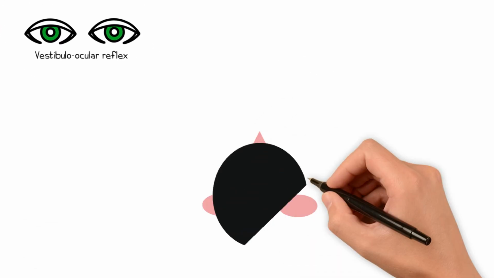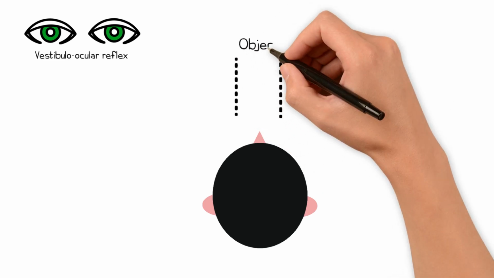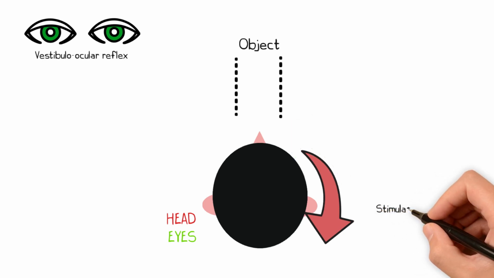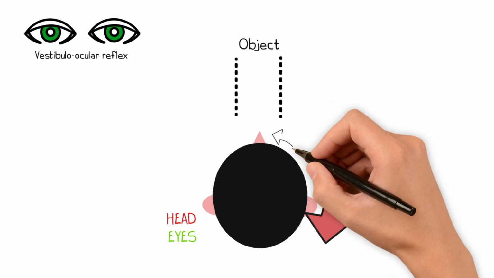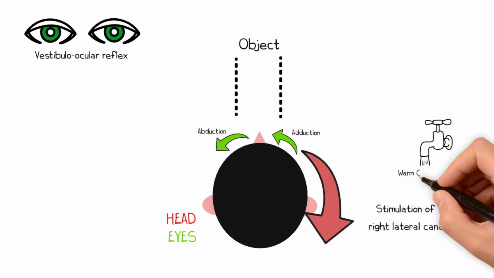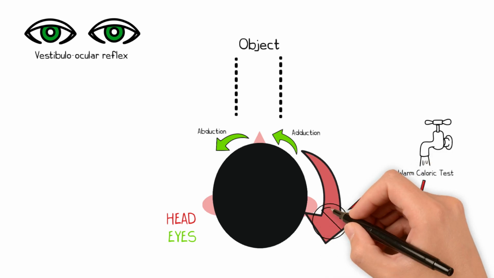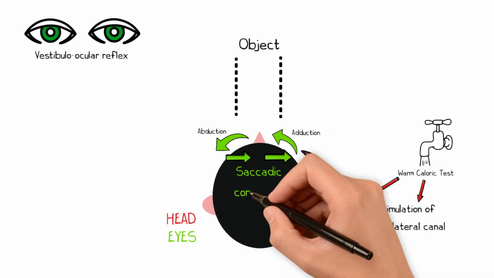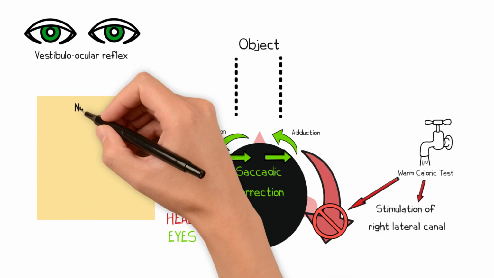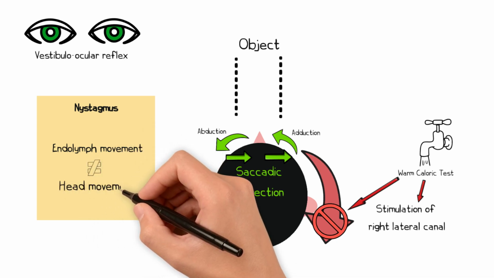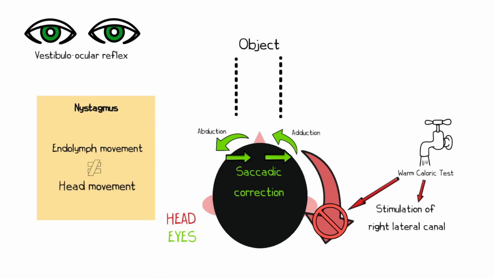In order to maintain one's gaze on an object in front while the head is moving to the right, the eyes must move to the opposite side. Therefore, stimulation of the right lateral canal causes adduction of the right eye and abduction of the left eye. If this right canal is stimulated, in the absence of movement, for example with a caloric, the eyes will reflexively move to the opposite side before self-correcting with quick saccadic movements, known as nystagmus. Nystagmus occurs in situations where movements in the endolymph do not correspond with movements of the head, and so the reflexive drift of the eyes is corrected by saccades.